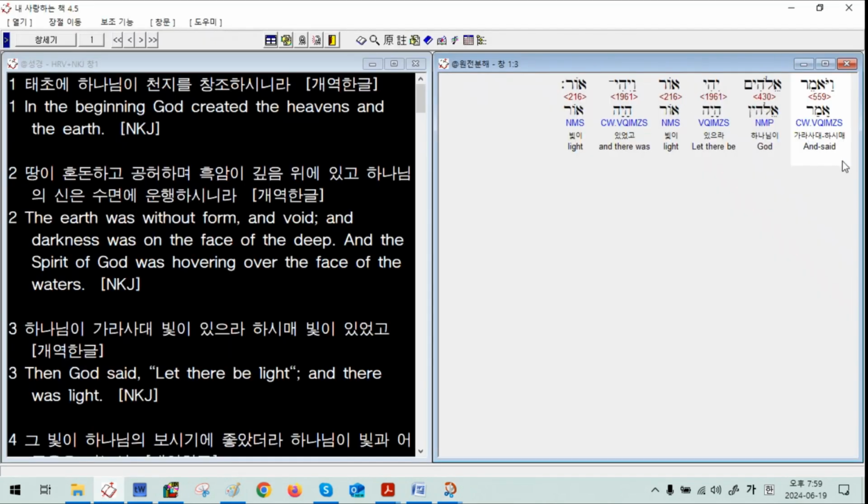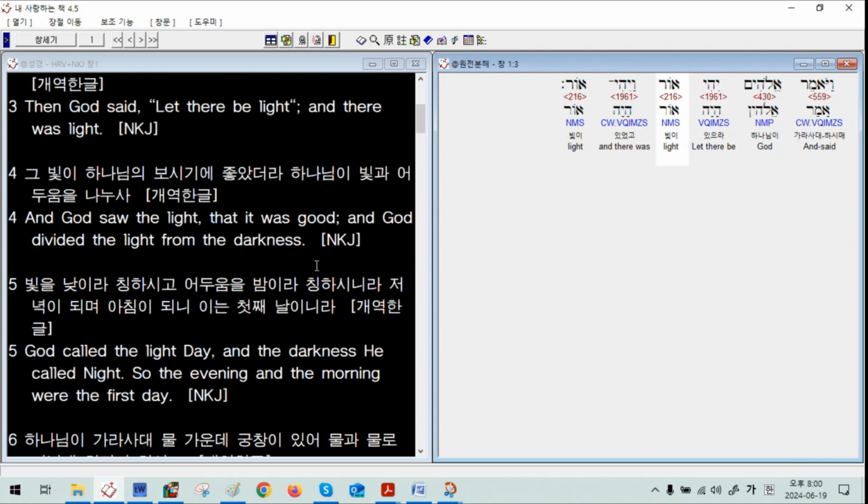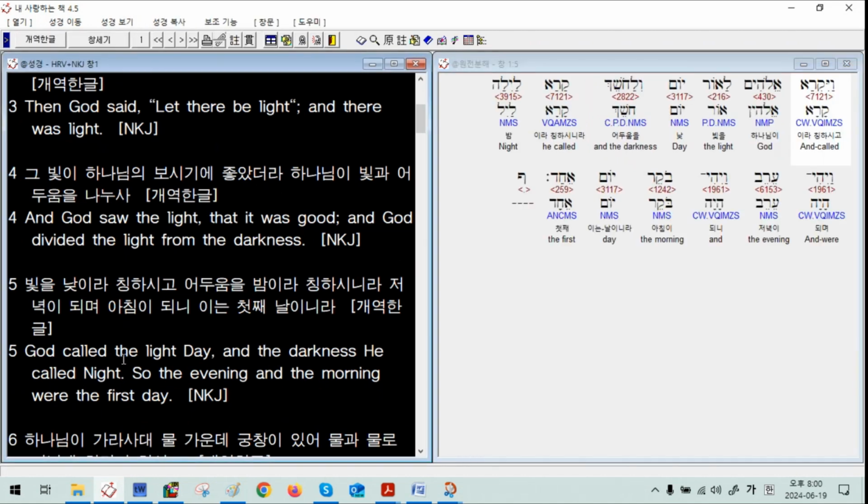Whenever you see the VQA, it's the perfect. So he began to say that Elohim, ministry to hope Almighty, right? And then the light exists what? VQI, right? Imperfect status. The imperfect status light exists. That is the one-day process, right? When we're looking at here, the evening and morning were the first day.